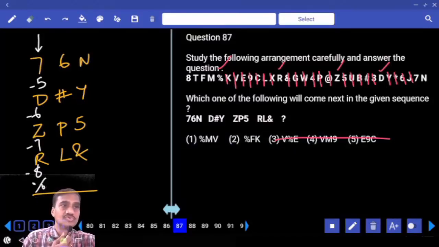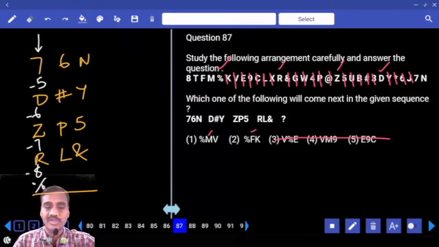Whenever you are left with two choices, start comparing within the choices. Here the second element is M, here the second element is F. Hence, if you are able to identify the second element, that itself would be sufficient.